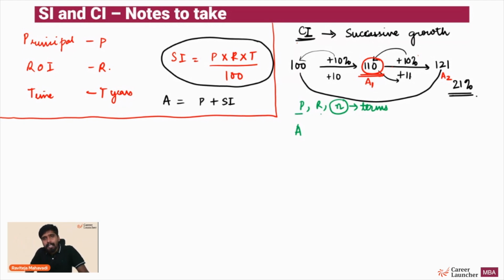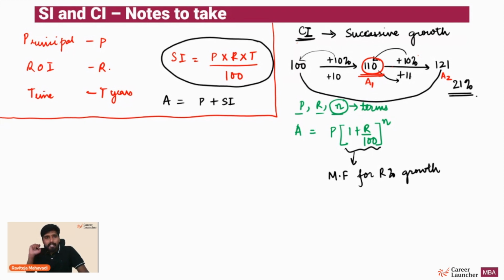So if we have P, R and n, the amount in compound interest A is equal to P into (1 plus R by 100) whole power n. What is important is that we understand this factor 1 plus R by 100, which we call the multiplication factor for R% growth.